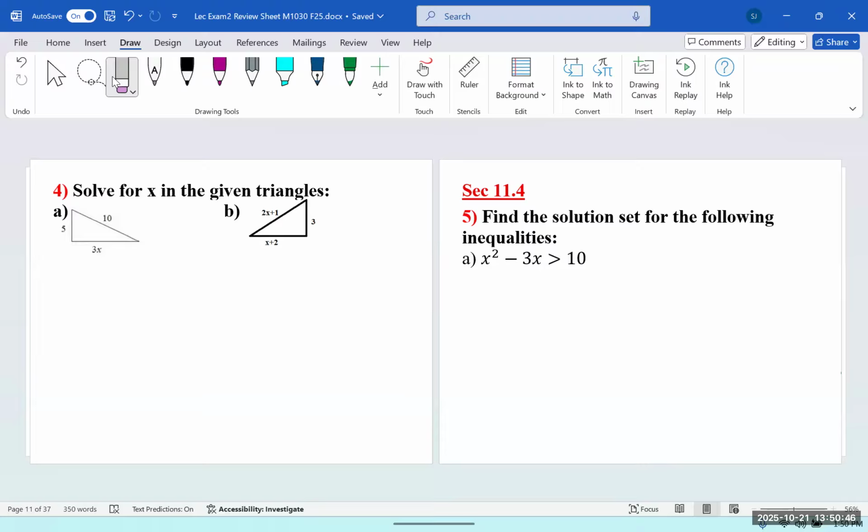So to find the solution, all you have to do is graph your parabola and then see which x values make the y positive or make the y negative. That's all you have to do. So we subtract 10 from both sides of the inequality, and we have x squared minus 3x minus 10 bigger than 0. Bigger than 0 means what you're looking for, positive or negative? Positive.